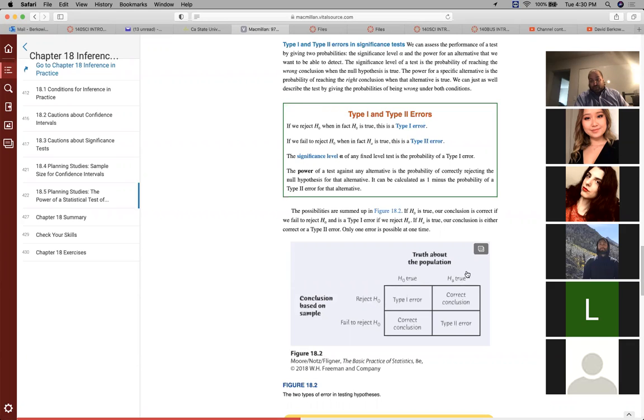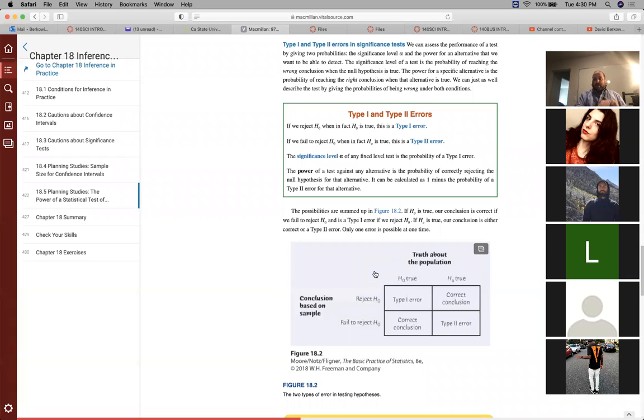If the alternative is true and you reject the null hypothesis, fantastic. If the null is true and you don't reject it, fantastic. If the alternative is true but you don't reject the null, then you're staying where you were, even though you should be moving. We call that a type 2 error. Alpha is the probability of making a type 1 error. Beta is the probability of making a type 2 error.